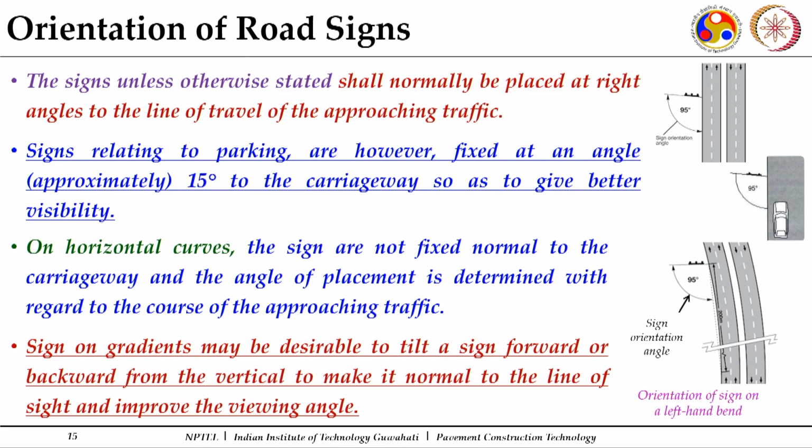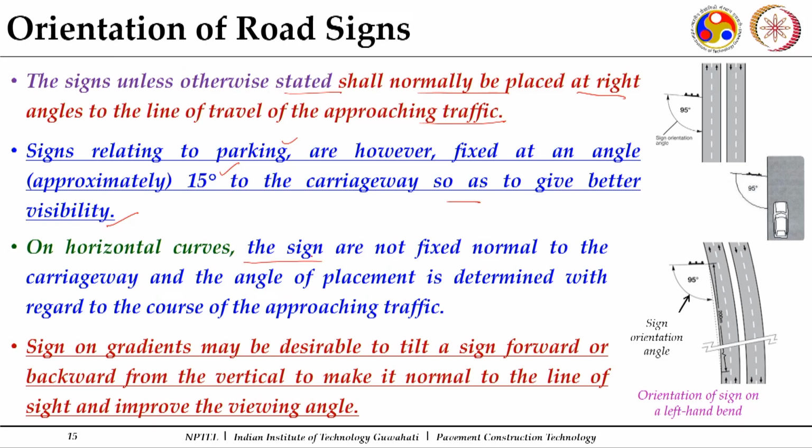Now the angle at which a sign is placed is also important: the orientation of road signs. Unless otherwise stated, signs shall normally be placed at right angles to the line of travel of the approaching traffic. This is the general rule, to place them at right angles to the direction of travel of approaching vehicles. Signs related to parking are, however, fixed at an angle of approximately 15 degrees to the carriageway so as to give better visibility, because one needs to park towards it.